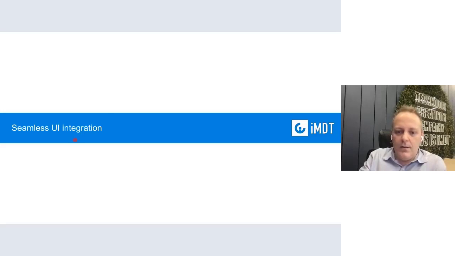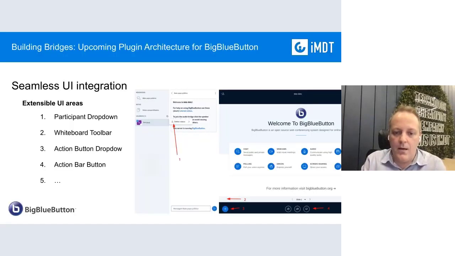As I mentioned at the beginning of the presentation, we want a seamless UI integration. So now we're going to enter a more technical part of the presentation, the part that I like. Extensible UI areas. I listed here some areas that BigBlueButton will allow you to extend using plugins, but there are three dots here. That means much more to come.